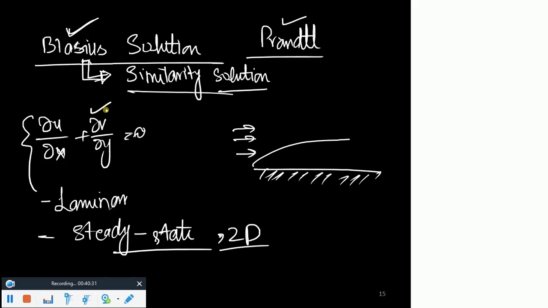These are partial differential equations. If you only talk about the velocity profile, you need to solve three equations: the continuity equation and the two Navier-Stokes equations, the x and y parts. You need to solve those equations simultaneously. What Blasius did, the strength of his technique, is he converted that set of partial differential equations into a single ordinary differential equation. His work was composed of the conversion of this PDE set into a single ODE.